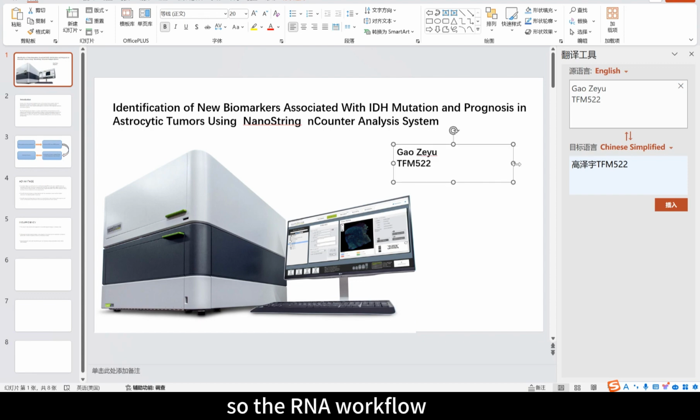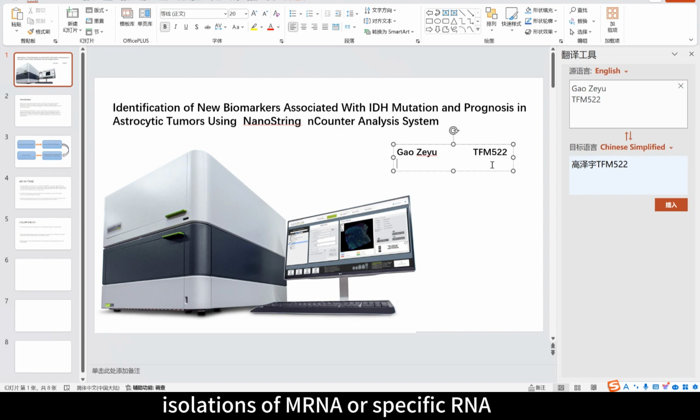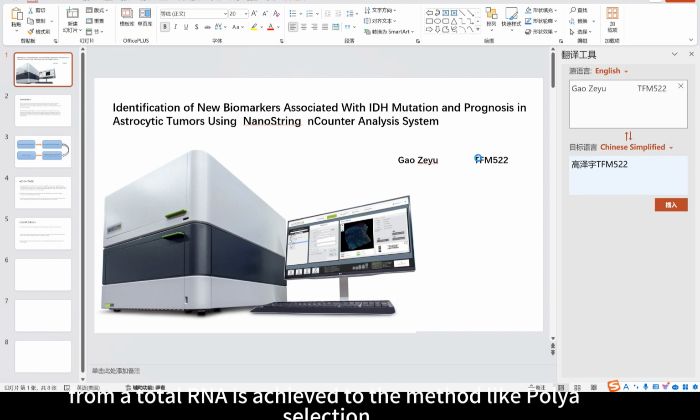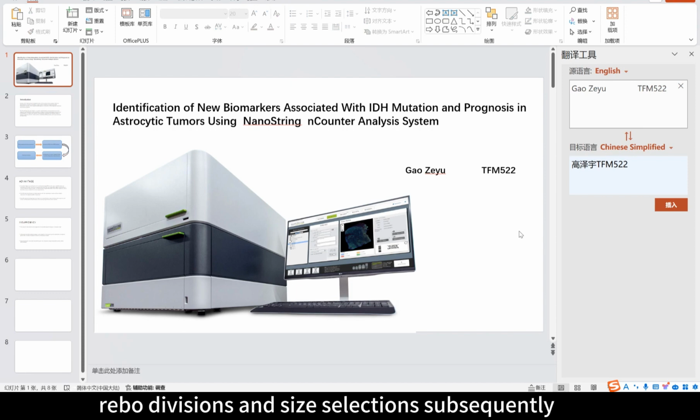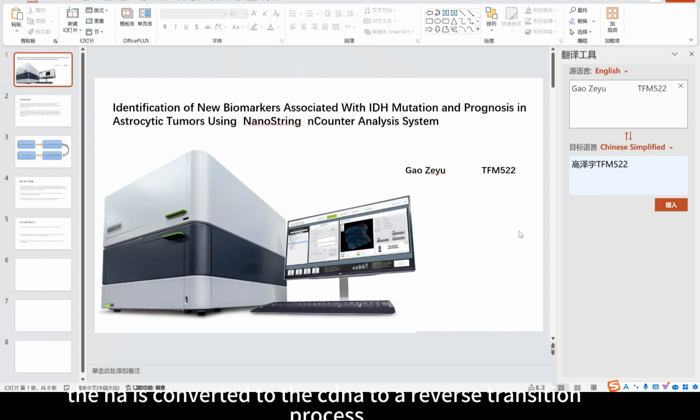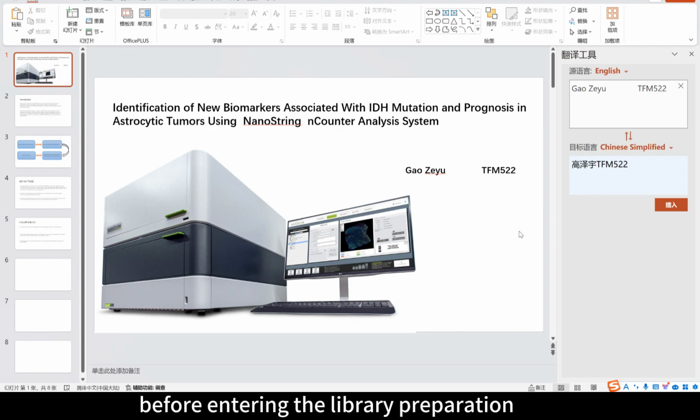So the RNA workflow initiates with the extraction of the RNA from the biological sample, such as a tissue or cells. Following this step, isolation of mRNA or specific RNA from the total RNA is achieved through methods like poly-A selection, ribo depletion, and size selection. Subsequently, the RNA is converted to cDNA through a reverse transcription process before entering the library preparation.